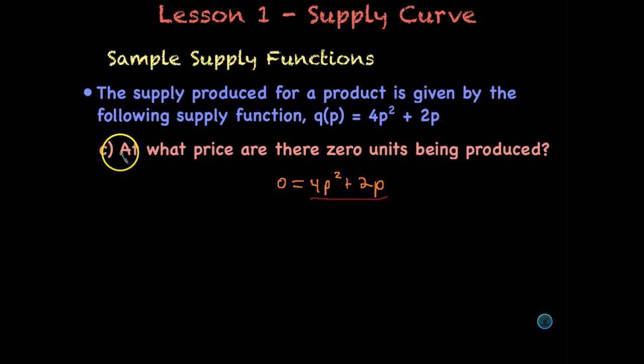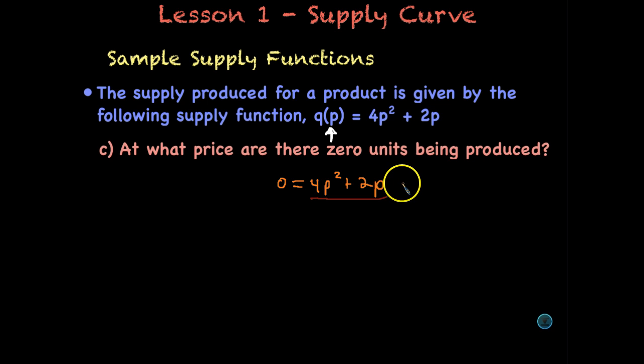Let's look at part C. At what price are there 0 units being produced? So, at what price are we not willing to produce any units? Could be 50 cents, could be $1, or it could be $0. The way to figure that out is to plug in a 0 here under our quantity produced, and then solve our quadratic. Again, we can do the same thing we did before. We can graph it, we can use the quadratic formula.